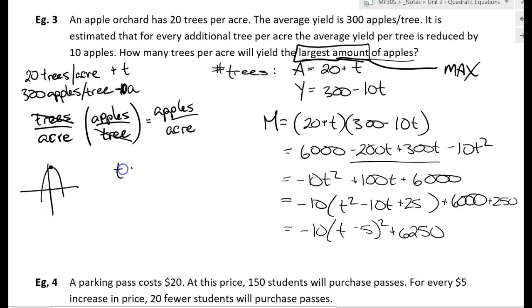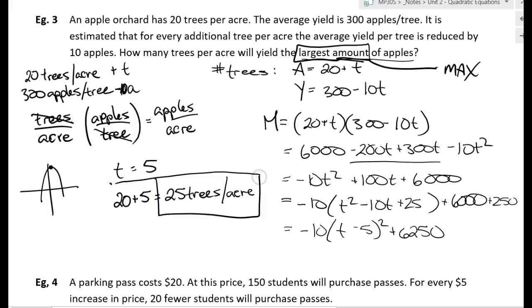So how many trees per acre will yield this? So T was just my additional trees. So T is going to be 5. So trees per acre means I'm going to have to plug it back into that. So it's going to be 20 plus 5 equals 25 trees per acre. That's my final answer. So I'm not done here. Always go back to the question once you've completed the square and ask yourself, what am I actually supposed to be getting out of this equation?